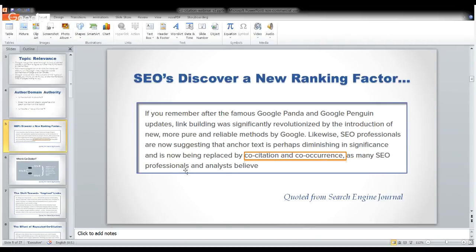And so in 2012, Search Engine Journal wrote an article about this, and they said in that article, if you remember, after the famous Google Panda and Google Penguin updates, link building was significantly revolutionized by the introduction of new, more pure and reliable methods by Google. Likewise, SEO professionals are now suggesting that anchor text is perhaps diminishing in significance and is now being replaced by co-citation and co-occurrence, as many SEO professionals and analysts believe. And since that time, it's really just gotten even stronger and stronger, where this is a bigger and bigger factor.